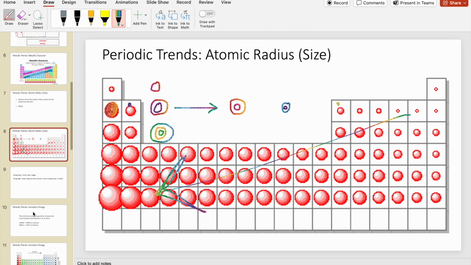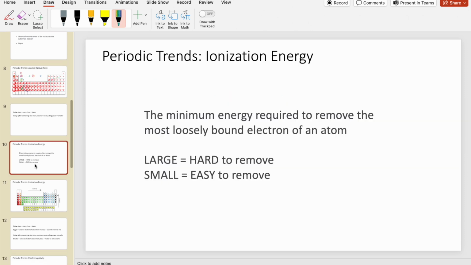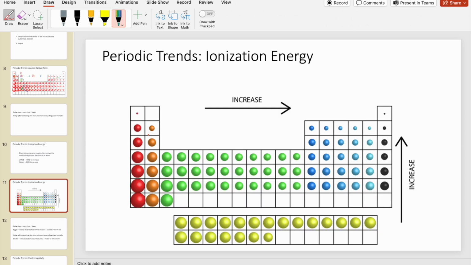Okay, moving on to ionization energy. Basically, it's the energy required to remove an electron. And this also has to do with size, but going the other way. So this trend is actually going to go up and to the right. There are a couple of exceptions, but for the general trend, we're going to go up and to the right here.